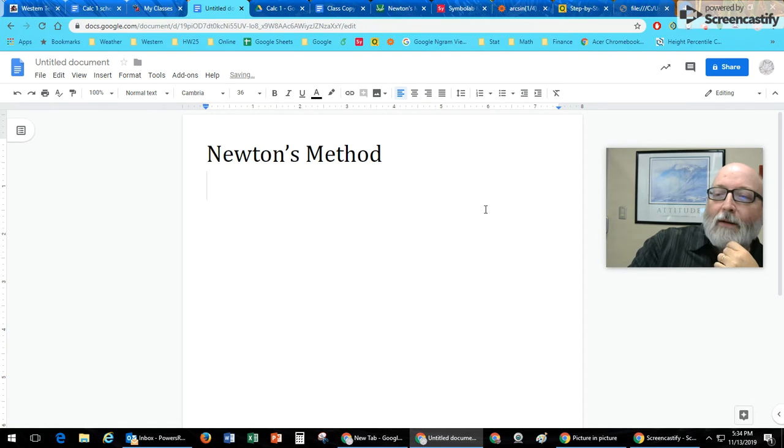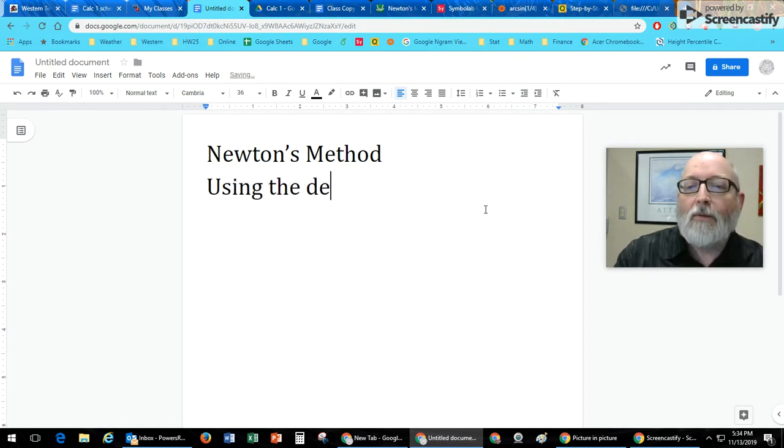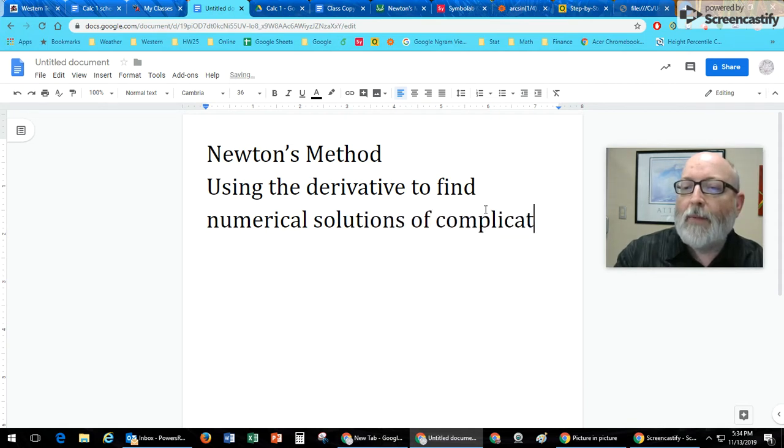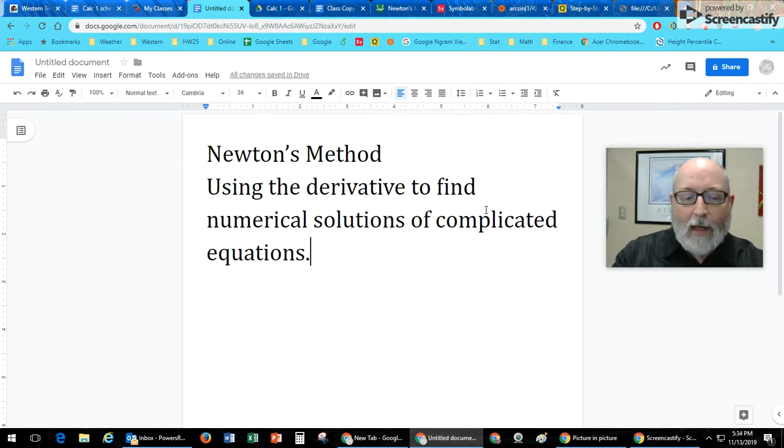What's involved here? It is using the derivative to find solutions, and we should say numerical solutions of complicated equations. So I'm going to have something like sine of x is equal to 1/4.